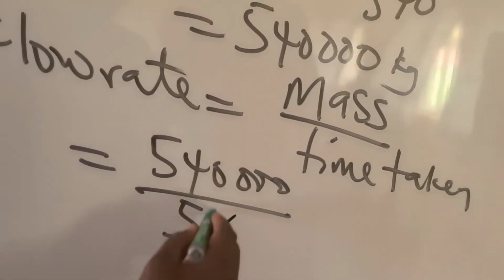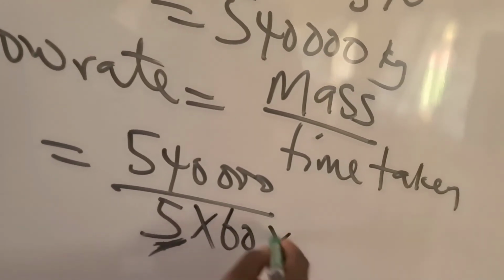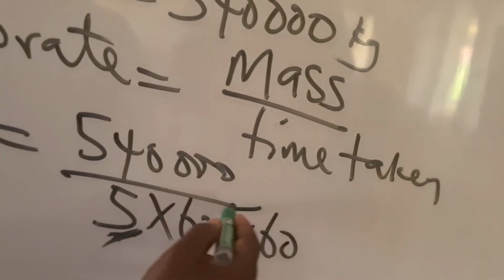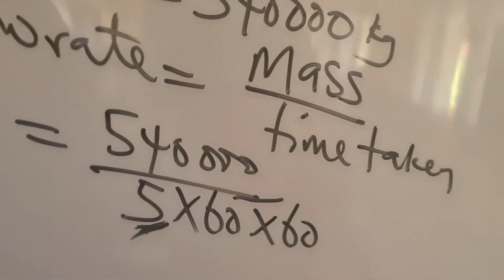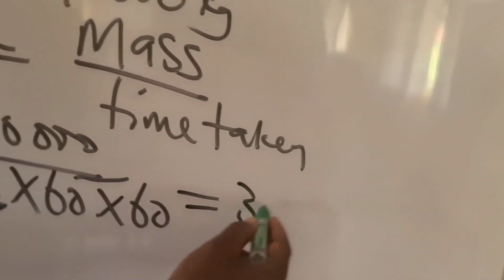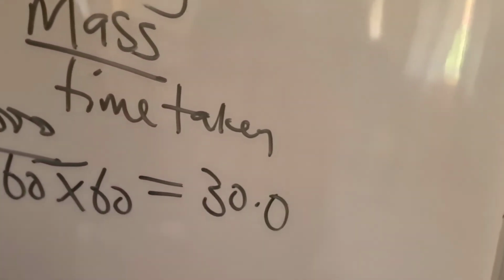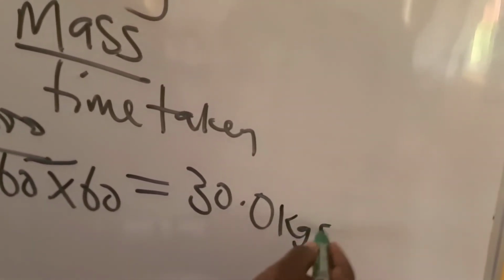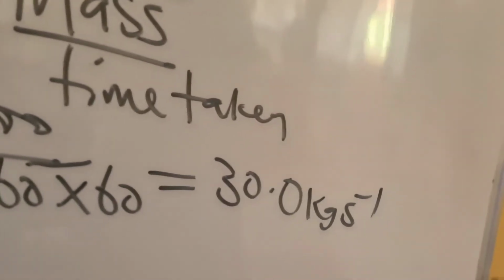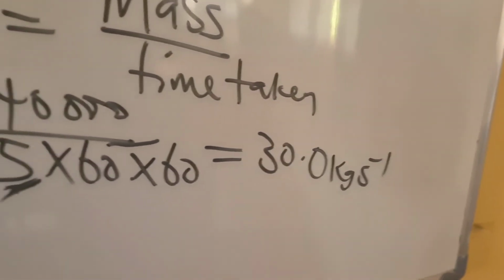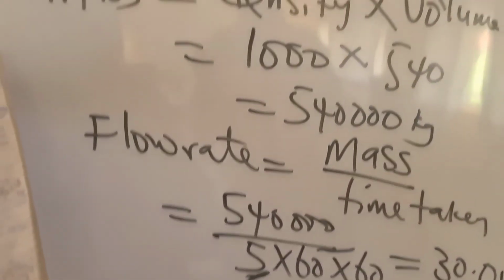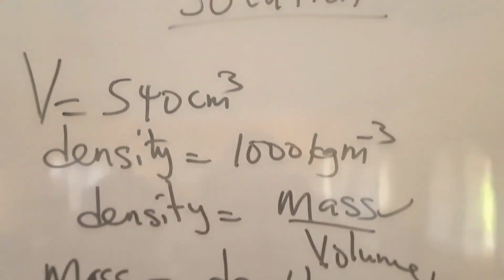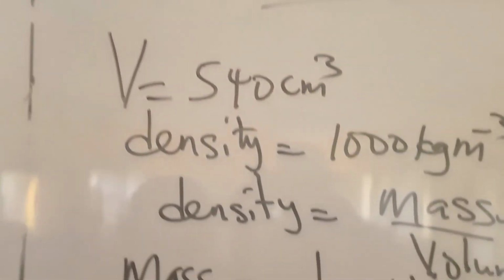So to do that, you multiply by 60 and then by 60 also to change to seconds, and this will give us 30.0 kilogram per second. The correct option here is option D.